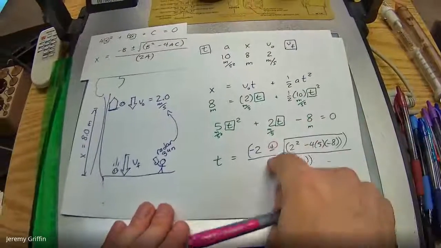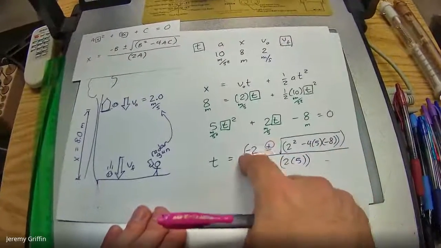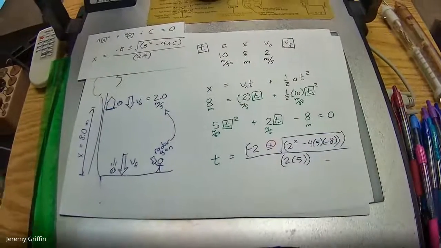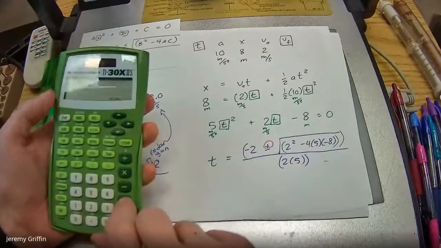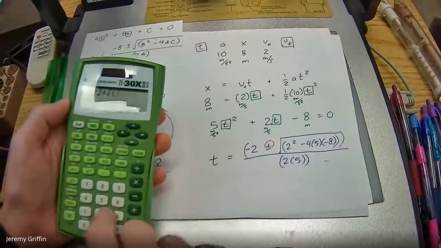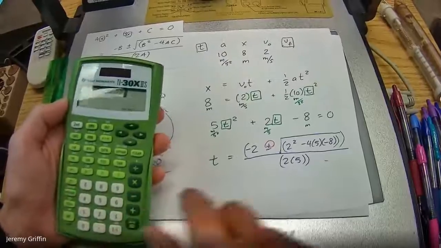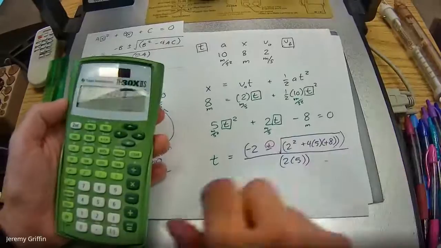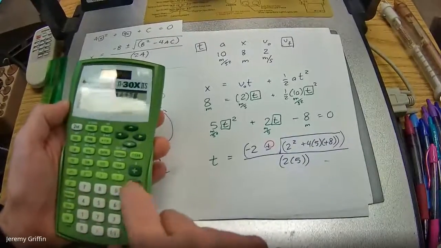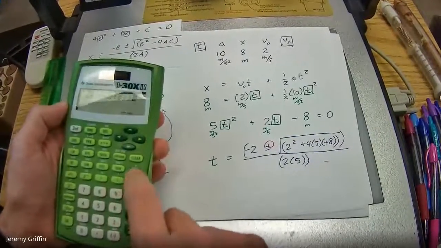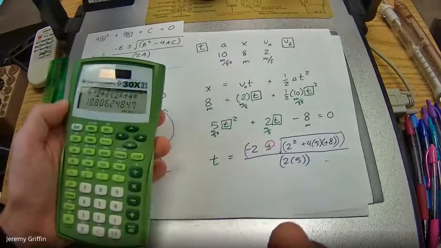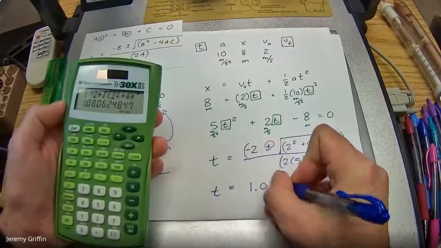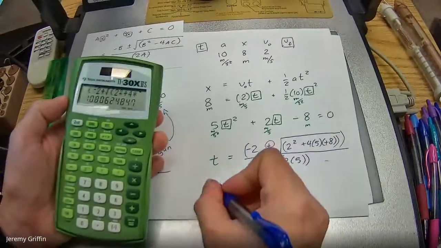This better come out positive overall. I have negative 2 plus something. It has to be positive because we're looking into the future. We're going to find out. So negative 2 plus the square root of 2 squared, and I have a couple of negatives here. We cancel those out: minus and negative is plus. So plus 4 times 5 times 8. Close that whole top. Divide by 2 times 5, which is 10. Looking at this number right here: 1.08 seconds. That's it.